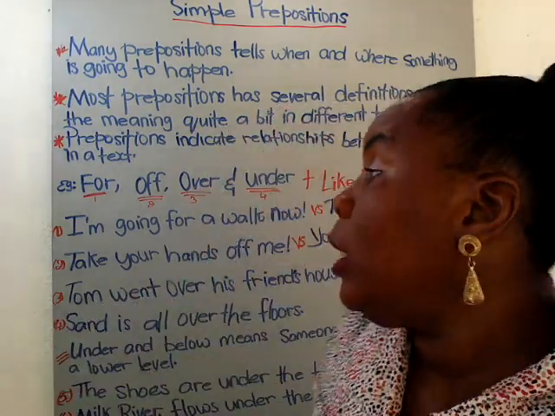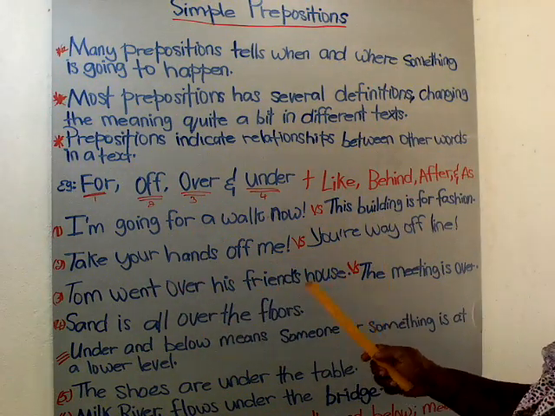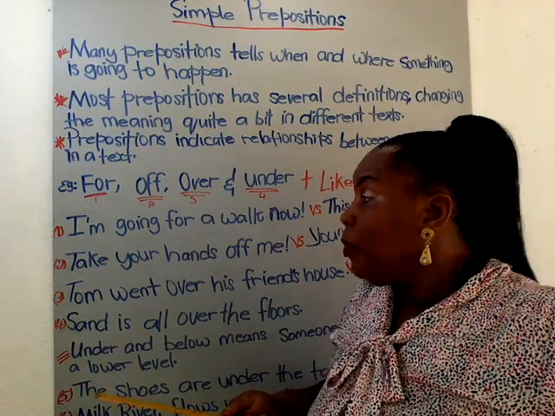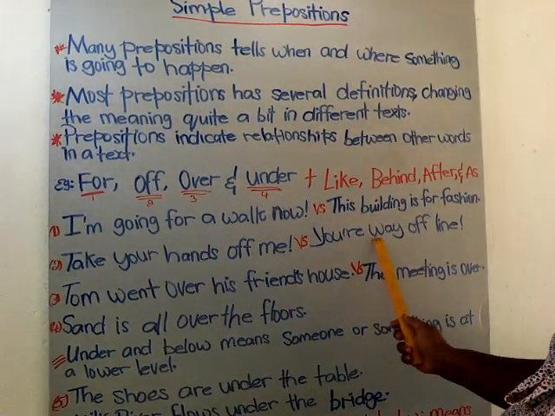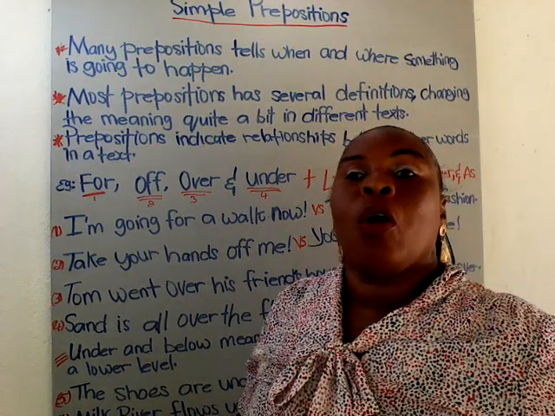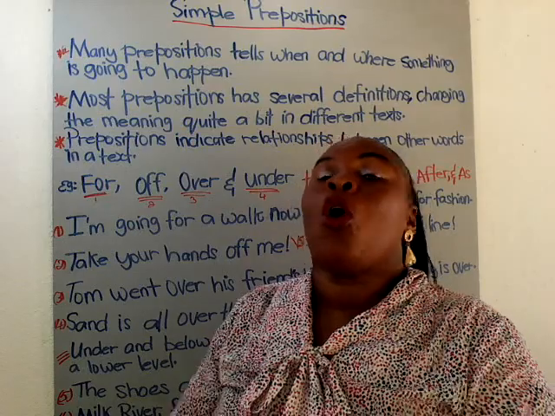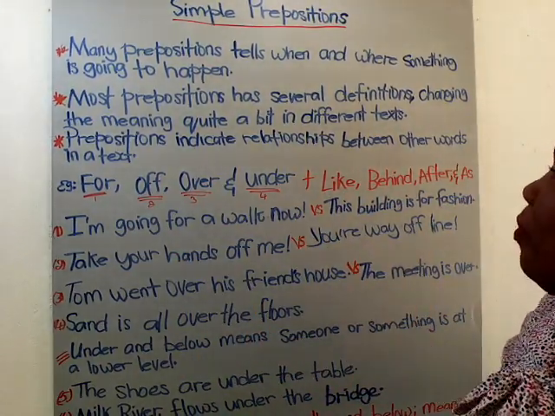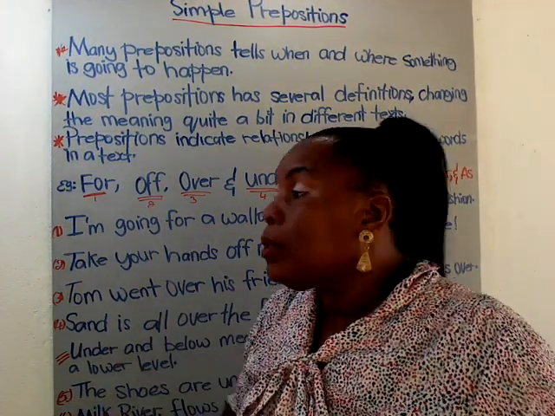Alright, so you see how off can be used in these two different sentences and give you a different meaning. So take your hands off me is one way, and then you're way off line. So you're out of place. You might be disrespectful, you're out of place, or you've lost your direction. So this word off, number 2, can be used in these different ways.